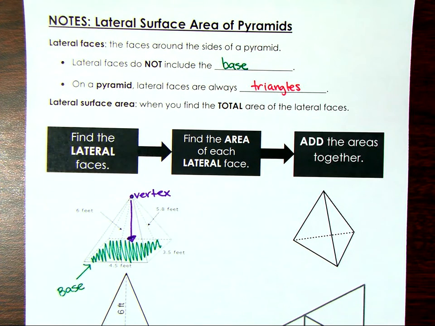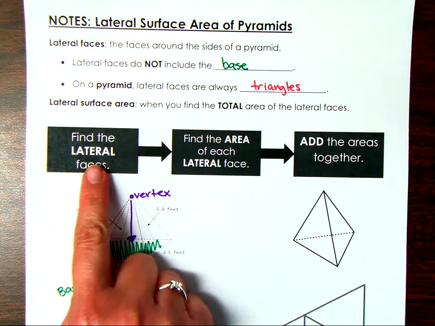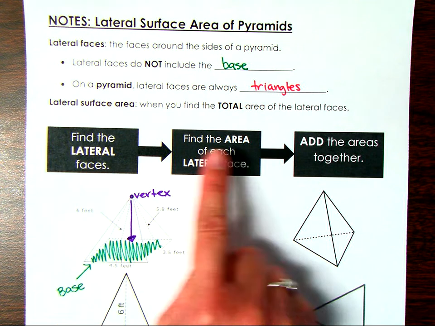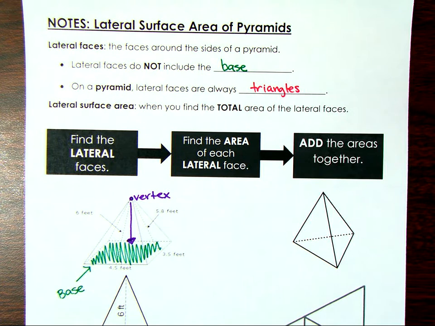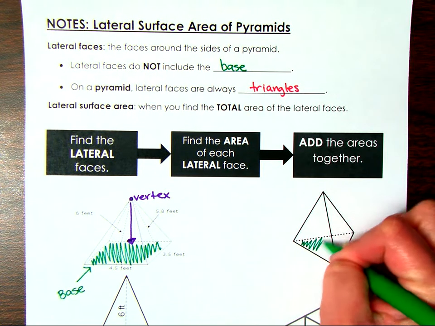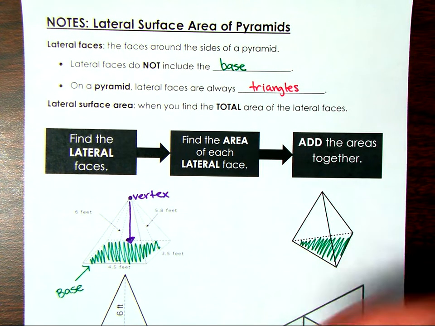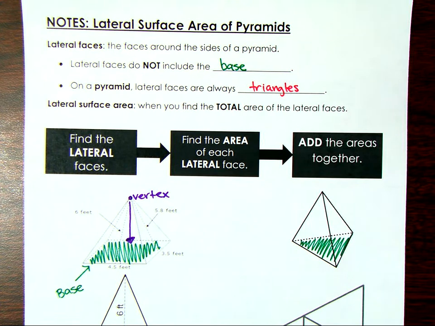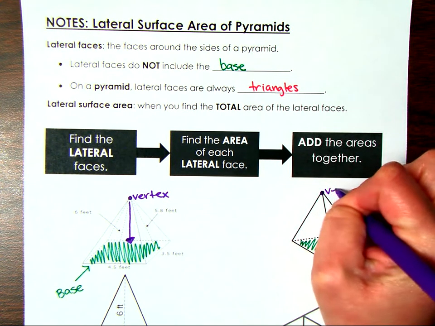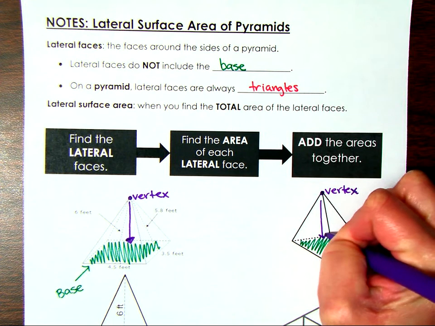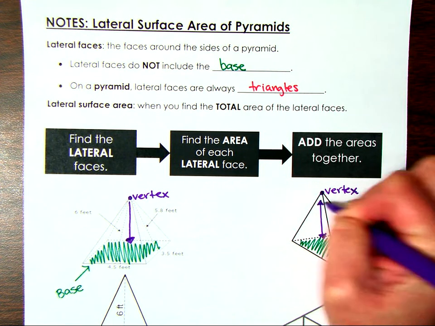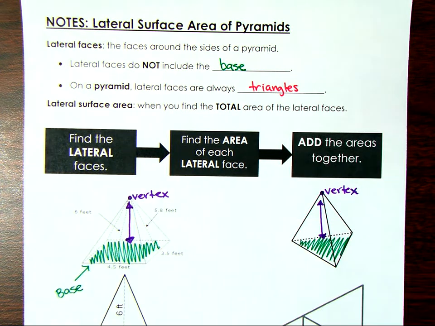So the lateral surface area itself is when you find the total area of all those lateral faces. First, we're going to identify the lateral faces, find the area of each of them, and then add those areas together. So right here is my base, and that base is always across that vertex. If it helps you, draw an arrow across it, like that.